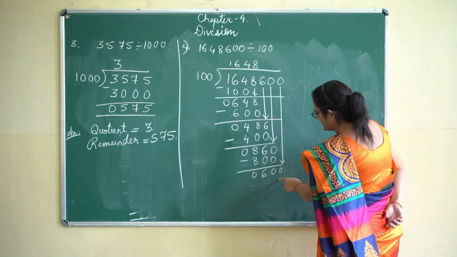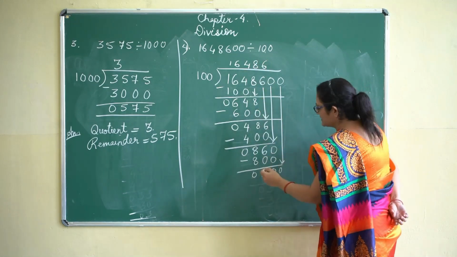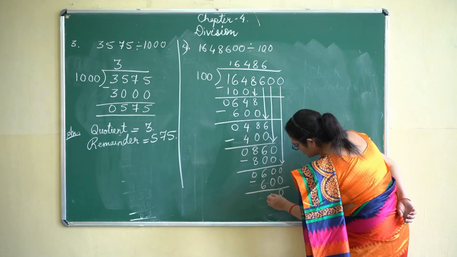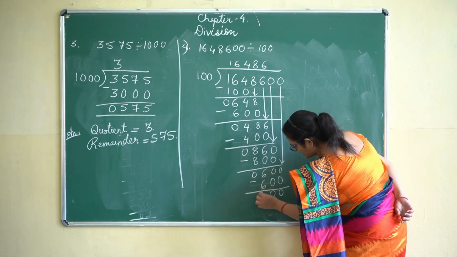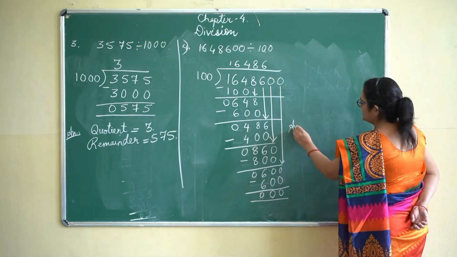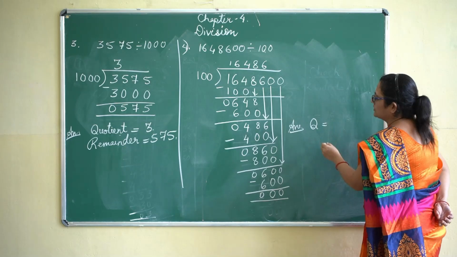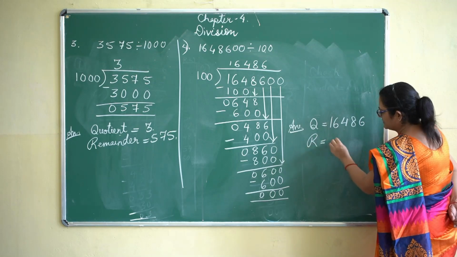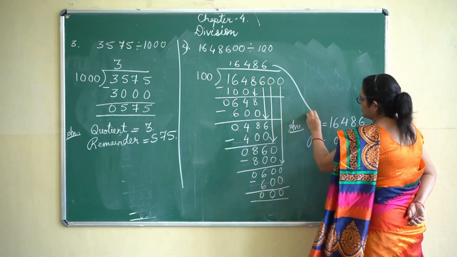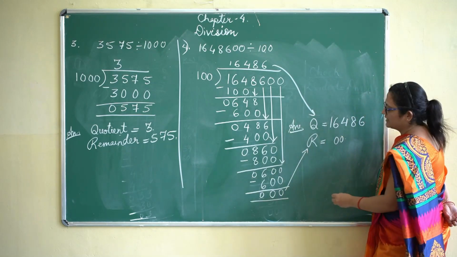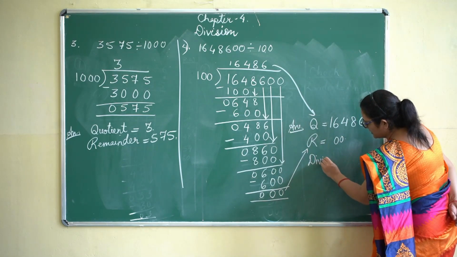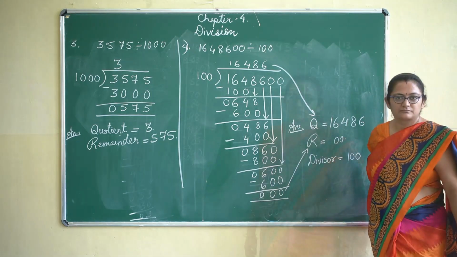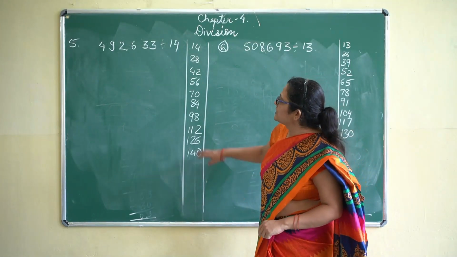In the table of 100, when does 600 come? 6 times 100 is 600. Now what will we do? Subtract: 0 minus 0 is 0, 0 minus 0 is 0, 6 minus 6 is 0. Now we will write the answer. Quotient is equal to 164,86. What is the remainder? The remainder is 0. This is your quotient and this is your remainder. If you are asked to check, the divisor is 100. We'll do the next question.